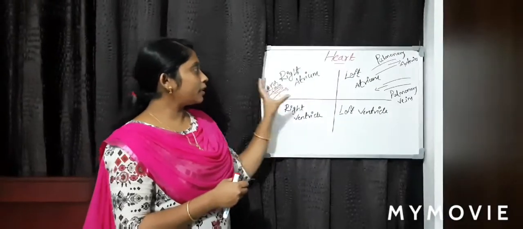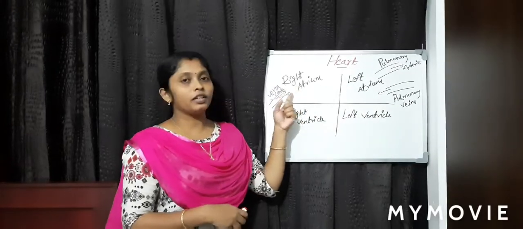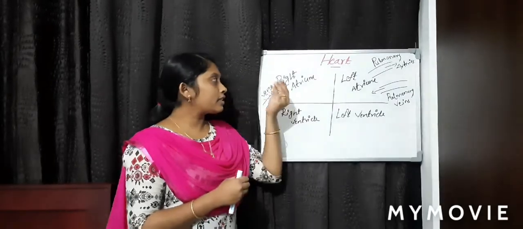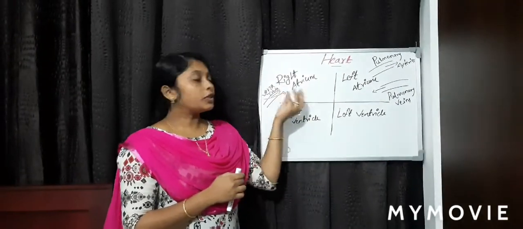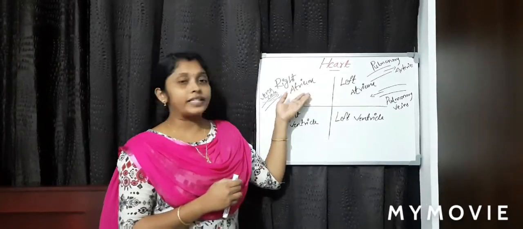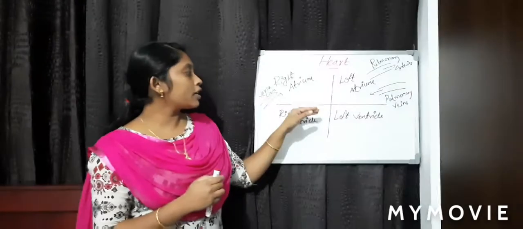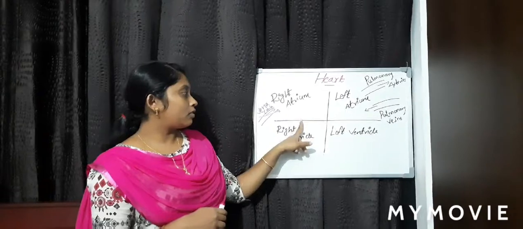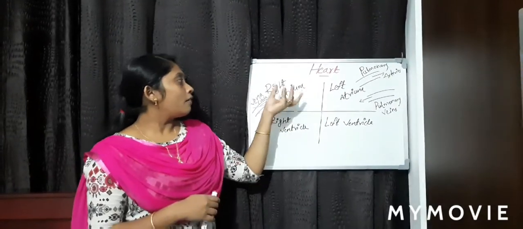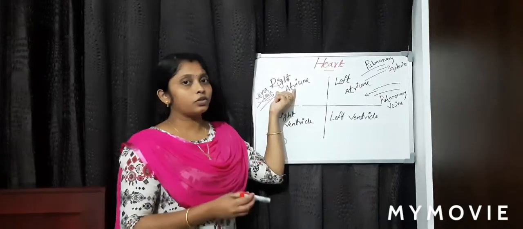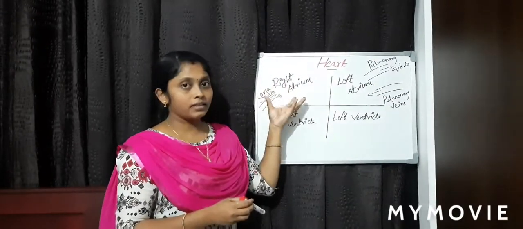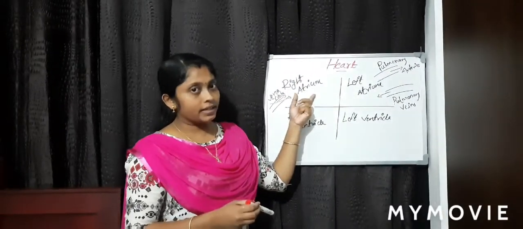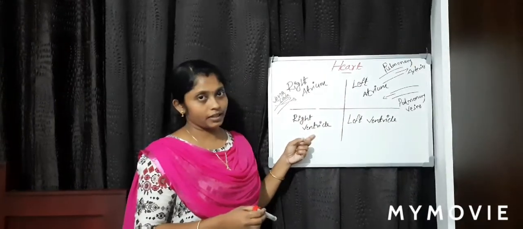When the contaminated blood enters the right atrium, the atrium will expand. Then it contracts. Due to the contraction, the contaminated blood present in the right atrium goes into the right ventricle through the wall present here.